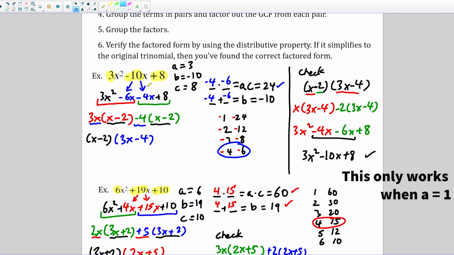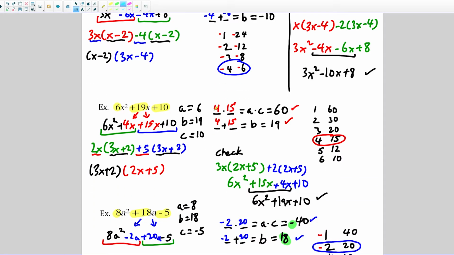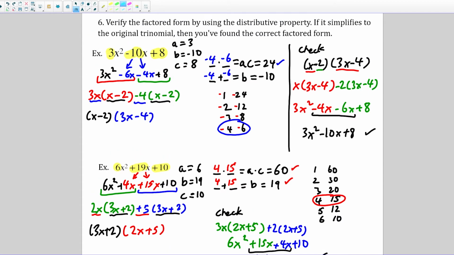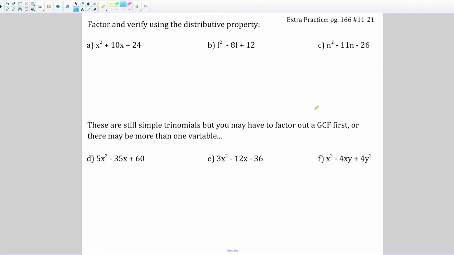If we go back to some of our previous examples, we'll notice here that we can't simply put negative 4 and negative 6 into our factors here at the end. We cannot put the numbers 4 and 15 into our two factors here. So that trick, or shortcut really, only works when a is equal to 1. For the next three problems here, I encourage you guys to use either factoring by inspection or just decomposition in order to factor each of these three problems. Pause the video and then unpause once you've completed your work.